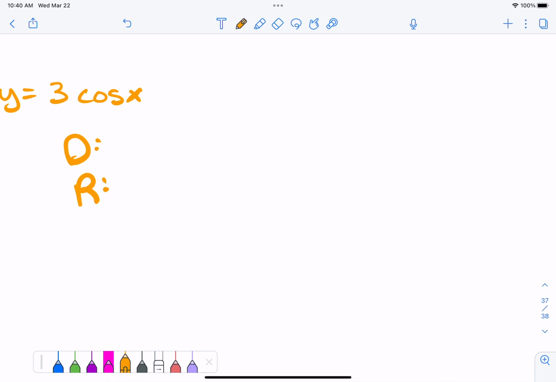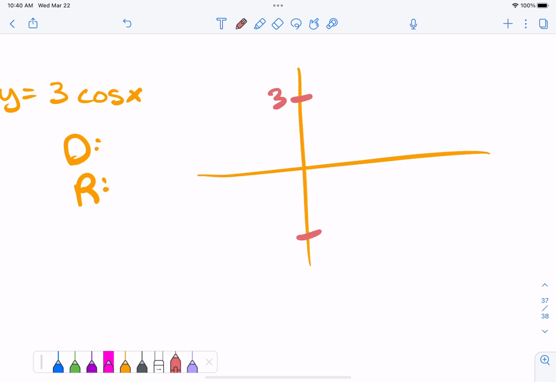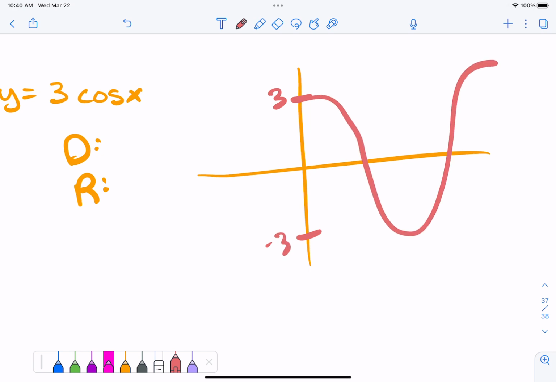So for cosine, what does the 3 do to it? That makes sense, the amplitude. It goes up to 3 and down to -3. So cosine is going to do one of these, and it's going to bounce around in between there. What's the domain, left and right? All real numbers. For the range, it's only bouncing around between -3 and 3, right?